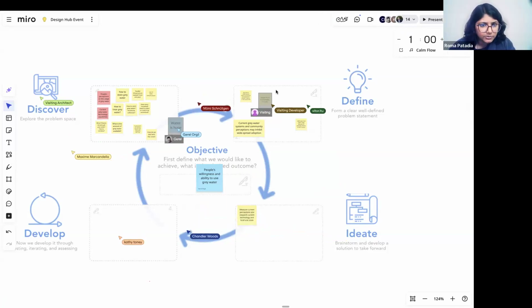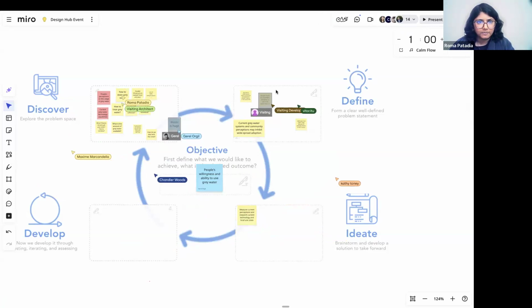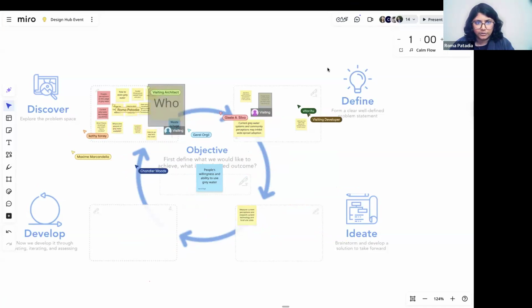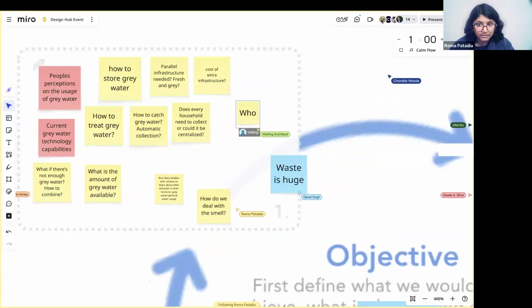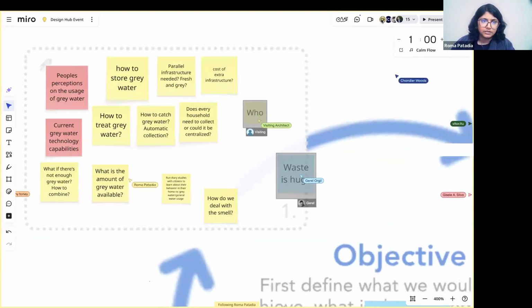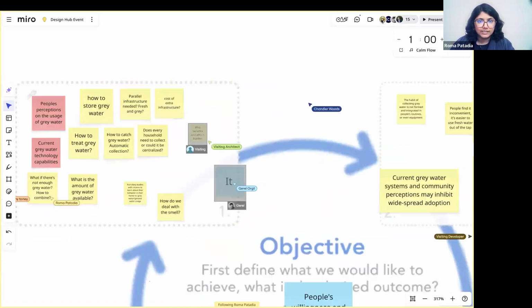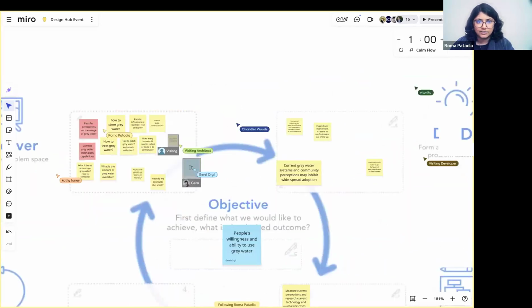All right, thank you so much for that. I see some really great insights here. People's perception on the usage of grey water needs to be understood, and the cost of extra infrastructure, parallel infrastructure needed, fresh and grey. How do we deal with the smell? Interesting question. What is the amount of grey water available? How to treat grey water? How to catch grey water? Automatic collection. What if there's not enough grey water? How to combine? So once we have answers to these, we will synthesize and ideally move to the define stage.